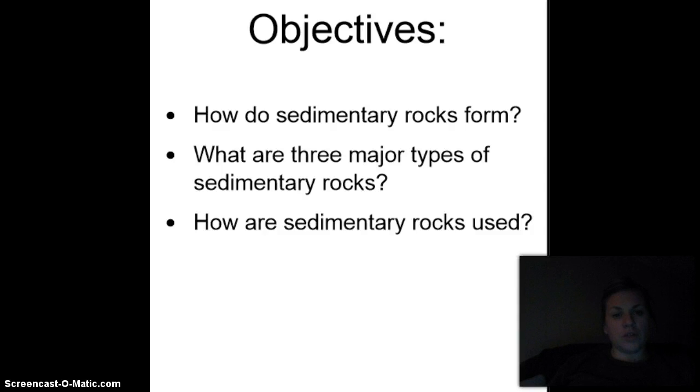So that concludes us. How do sedimentary rocks form? Hopefully you have a better understanding of how they form, the three major types of sedimentary rocks, and how we use these sedimentary rocks. If you have any more questions and need further clarification, please come see me. You should be able to answer all three of these in your notes now. So at the end of this video, make sure you can go back and answer them. If you cannot answer them, you need to come see me, and have a great night.